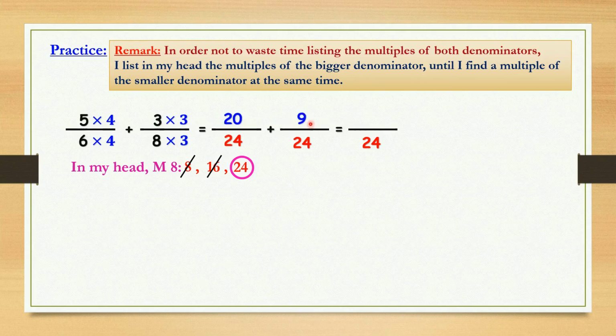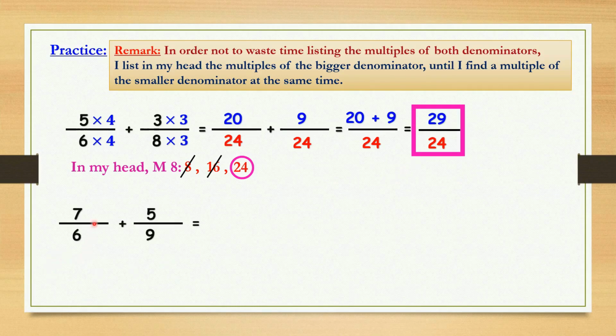Then I add both numerators because I have now the same denominator. And the answer is 29 over 24. This fraction cannot be simplified, so I box this final answer. Now another example, 7 over 6 plus 5 over 9. So first step I write over plus over equals over.